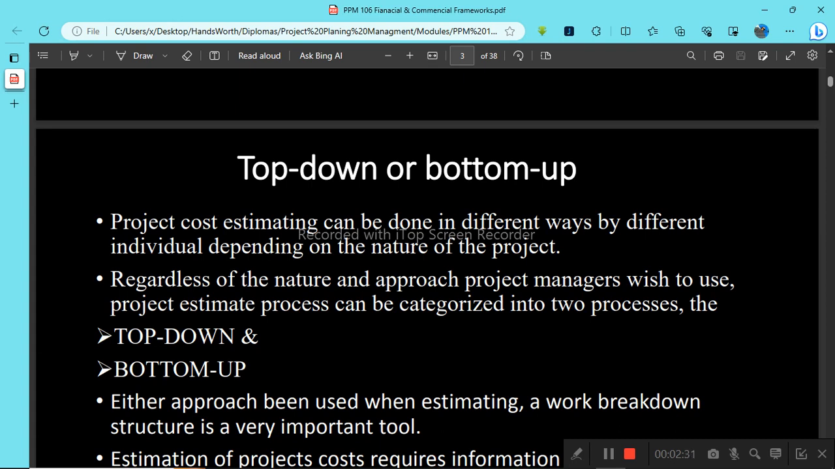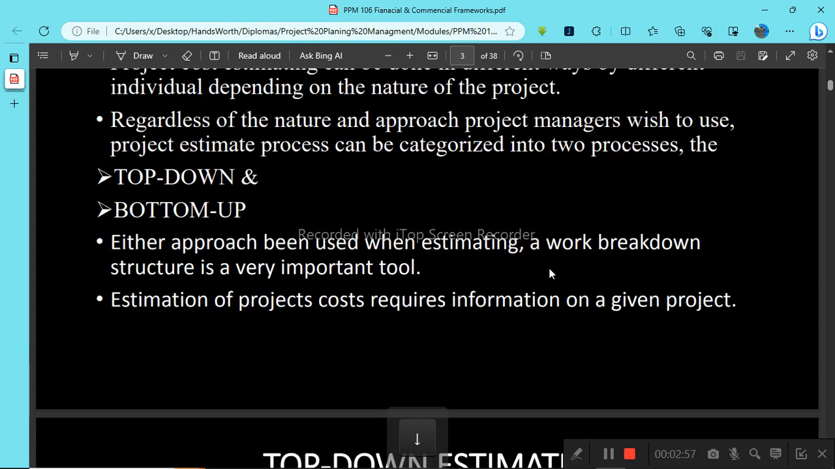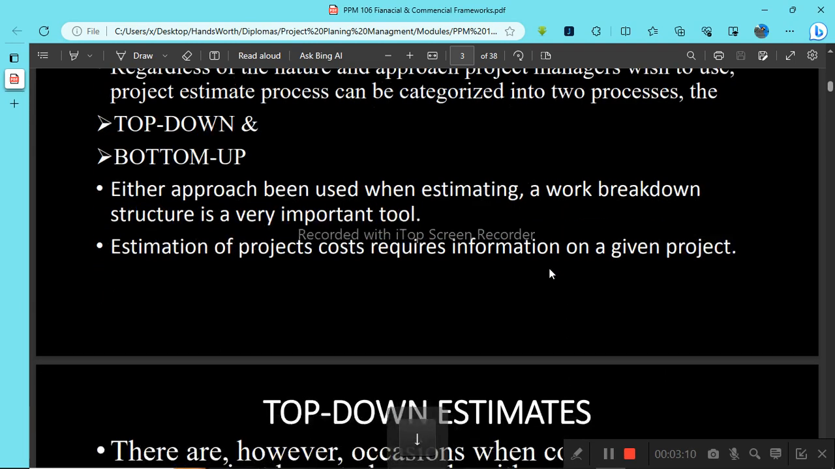So project cost estimating can be done in different ways by different individuals depending on the nature of the project. Regardless of the nature and approach project managers wish to use, the project estimate process can be categorized into two processes. So we've got the top down and then we've got the bottom up approach. Either approach being used, when estimating, a work breakdown structure is a very important tool. So estimation of project cost requires information on a given project.